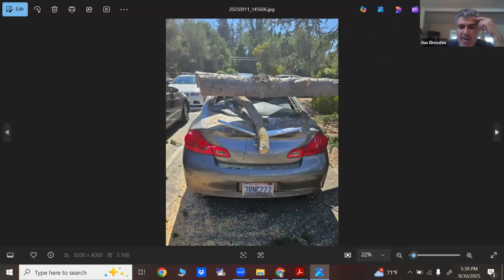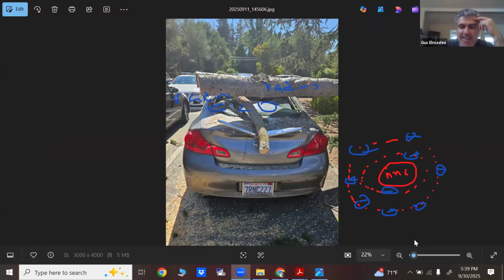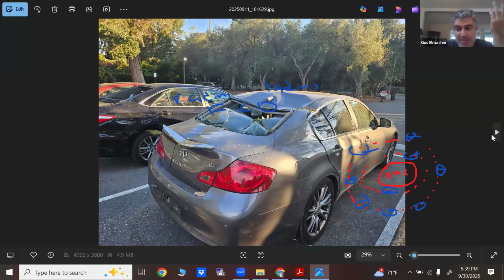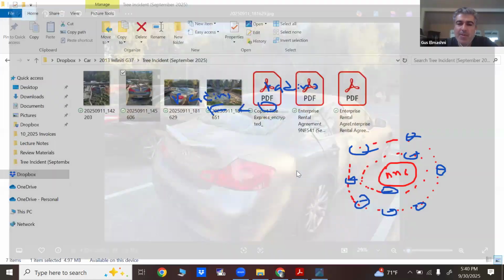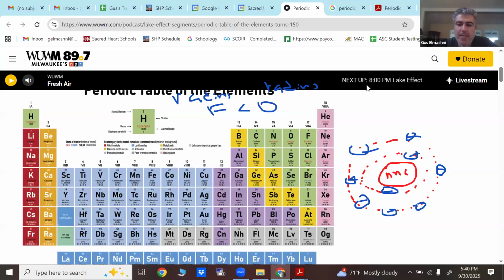Why did the roof cave in? Because there was force from the tree, right? Look at the roof, it caved in. It has mass, and that tree's heavy. So think of it like that. Why did my roof cave in more than the other roofs? Because my car was closer to the tree, right? There you go, because there's more mass, there's more force. So that's one thing I think about. That's how atomic radius works.